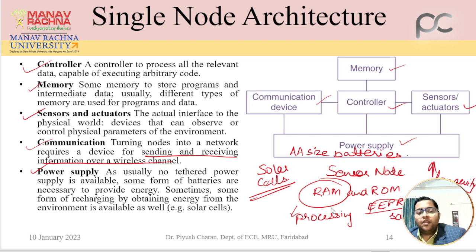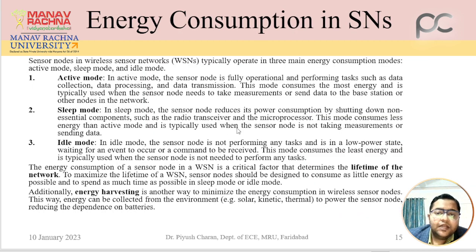Okay, so this brings us to the single node architecture. Let us see how the energy consumption model in sensor nodes takes place. There are three typical modes in which a sensor node works: one is the active mode, then there is the sleep mode and the idle mode.